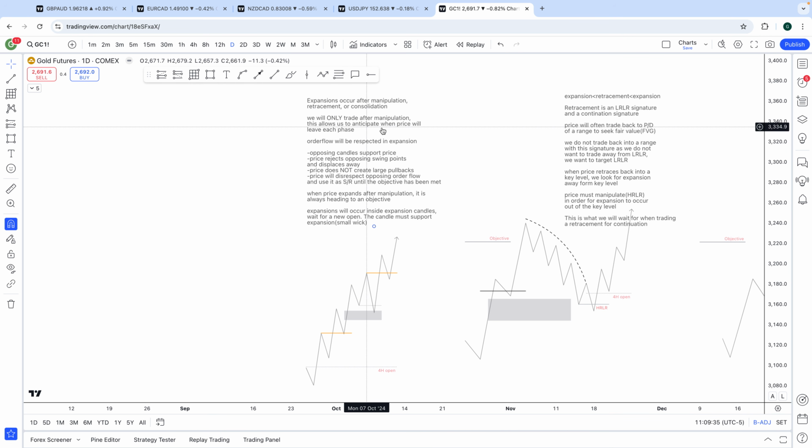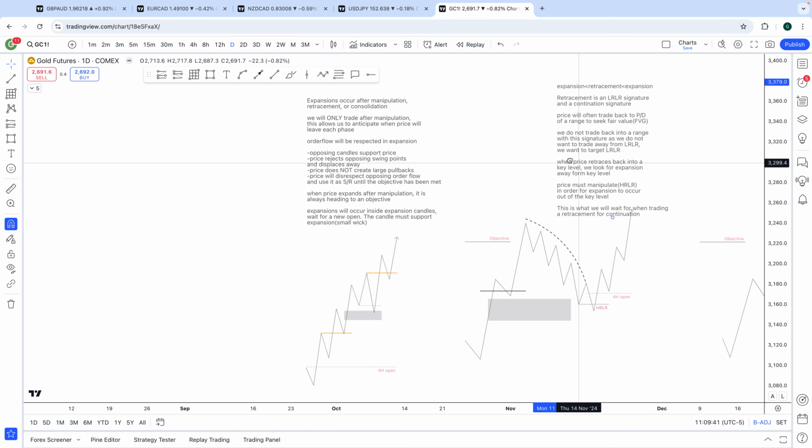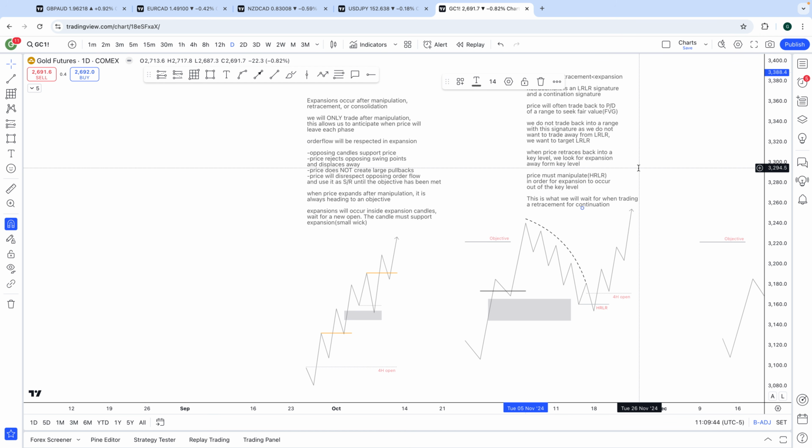This allows us to anticipate when price will leave each phase, because we want to trade after manipulation, we want to trade away from high resistance. We want to trade away from manipulation. We don't want to trade away from low resistance signatures, which is what consolidation and retracement is. So order flow will be respected in expansion. These are the signatures of an expansion.